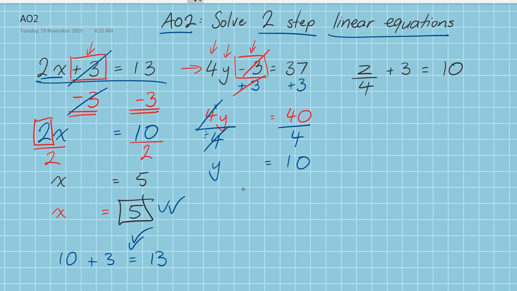Fantastic. And I could check that equation really quickly: 4 times 10 is 40, minus 3 equals 37. Fantastic. Another correct solve.